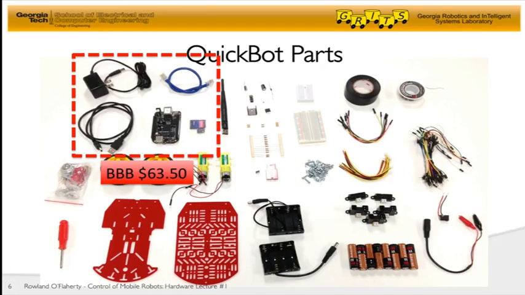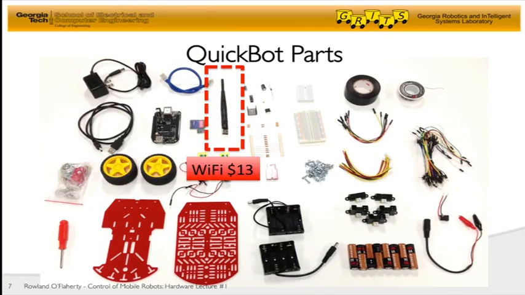Next is the BeagleBone Black. This is a large chunk of the price of the robot. It's going to cost about $63.50 for all the parts. The BeagleBone Black by itself is $45. But it's also recommended that you buy a power supply to run it so you don't have to run it off battery or the USB cable, an Ethernet cord, and an SD card in case you want to reflash or put a different operating system on the BeagleBone Black. Next is the Wi-Fi module. This is about $13. This allows you to connect it to your home network and drive around the QuickBot wirelessly.